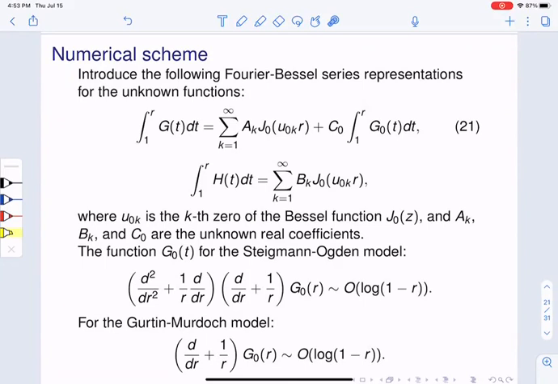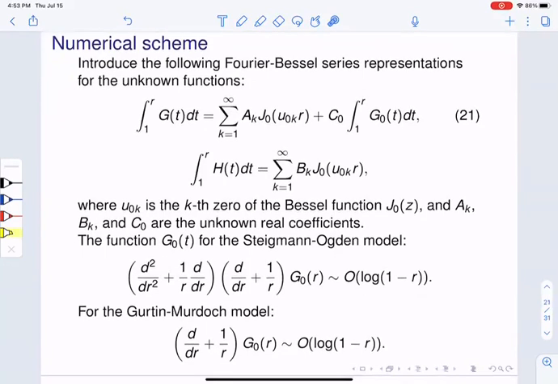So let's look at the numerical scheme. Numerically, I want to solve these equations, and the numerical scheme is based on Fourier-Bessel series. We expand our unknowns, in this case I take them as these antiderivatives, into Fourier-Bessel series. Here J0 and U0k is the k-th zero of the Bessel function J0. And AK, BK, and C0 are unknown constants. This part here comes from the necessity to fix certain behavior of the function at t equals 1.